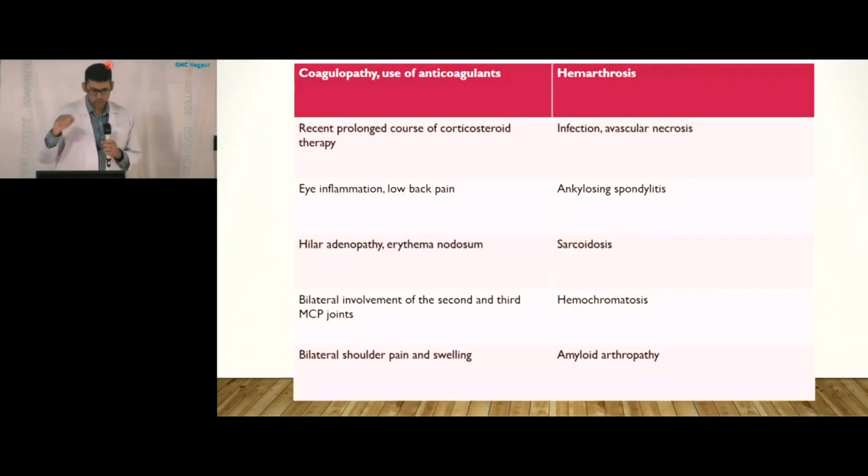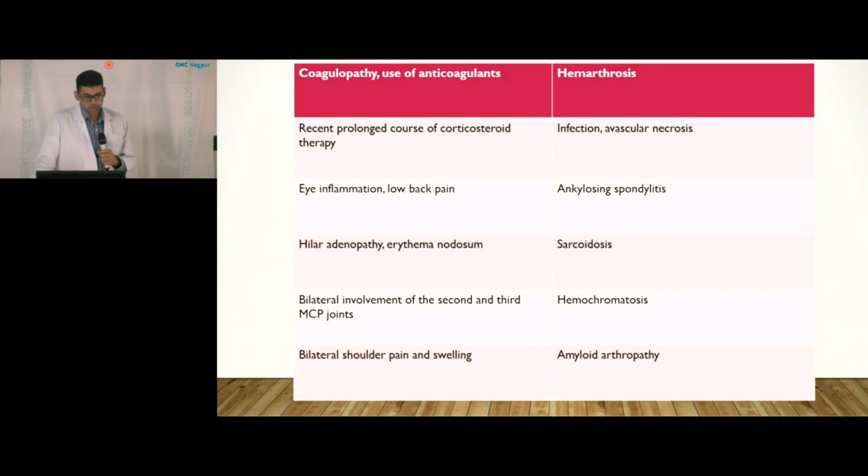Coagulopathy, use of anticoagulants, hemarthrosis. Coagulopathy, especially if we are dealing with Christmas disease or factor 9 deficiency in pediatric age group, they will present to you with hemarthrosis, because even a trivial trauma to a large joint will give rise to joint inflammation.